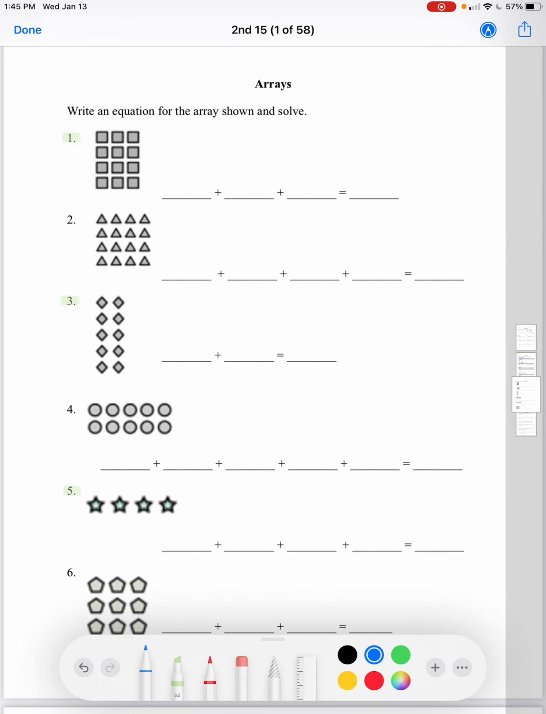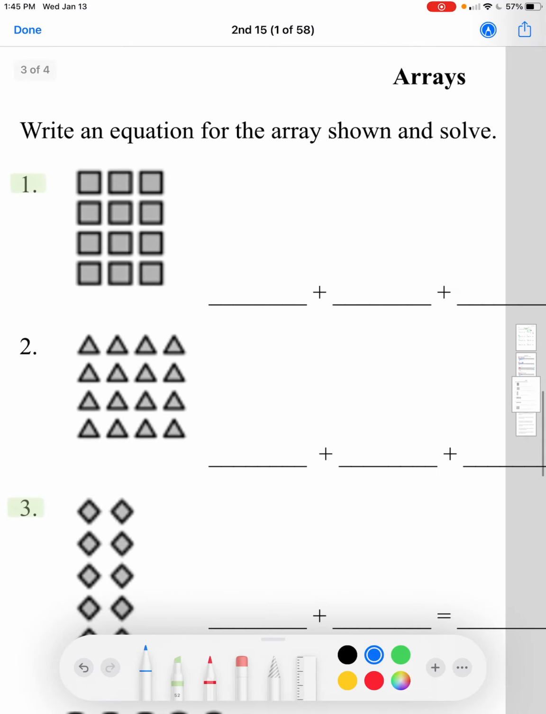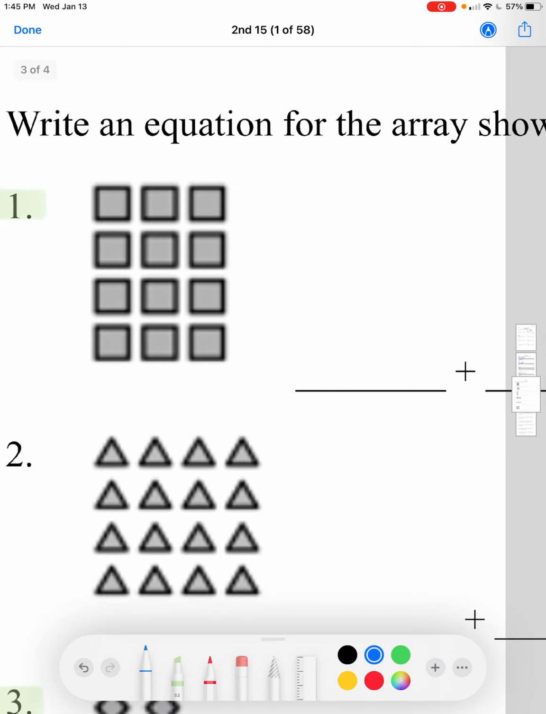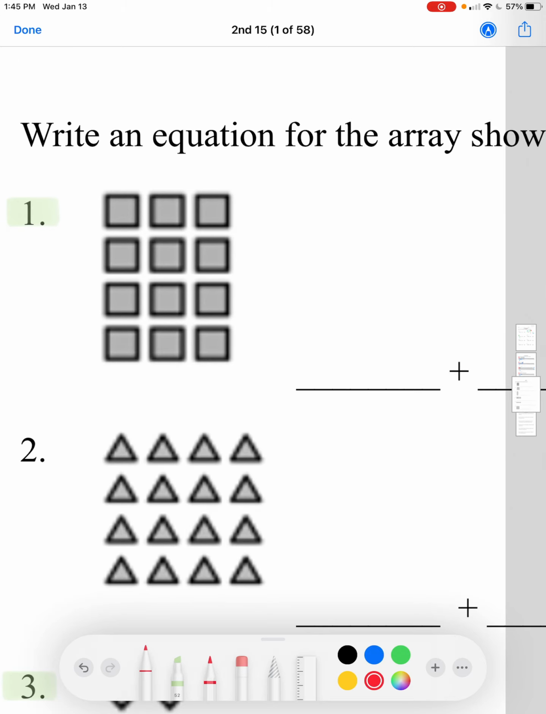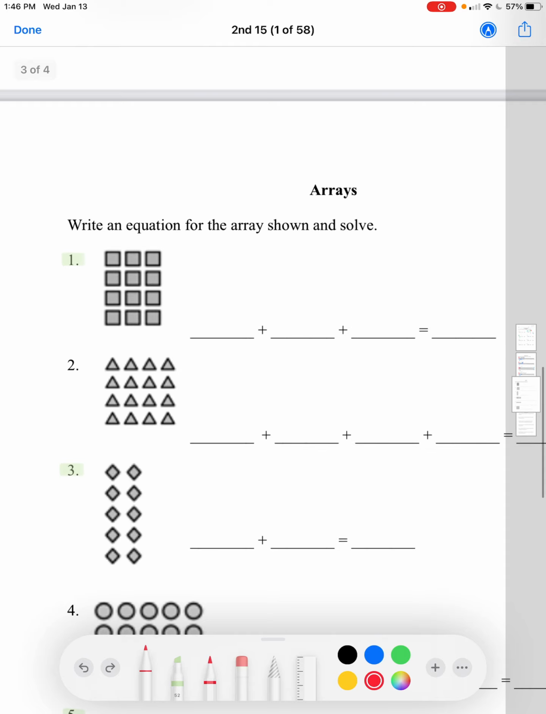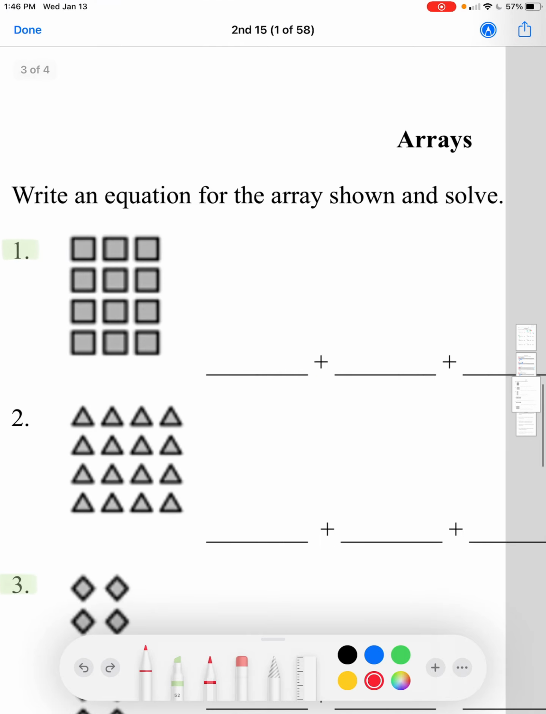Now we'll move on to arrays. We have these different arrays shown. Let's start with the first example, number 1. We have these squares. So let's count the number of rows and columns we have. Rows go across, and columns are up and down. So we have 1, 2, 3 columns.